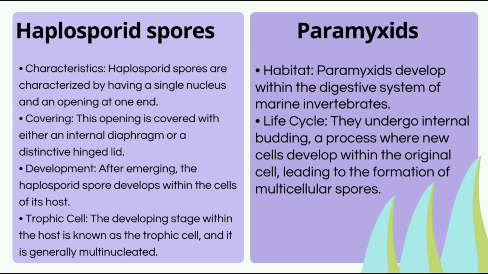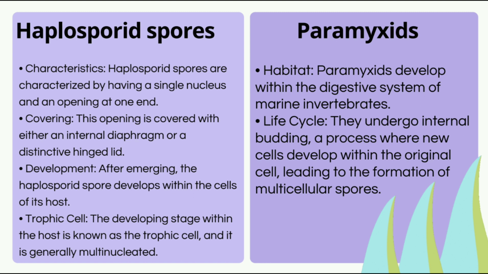Let us differentiate haplosporid spores from paramyxids. Haplosporid spores have specific characteristics, including a single nucleus and a unique opening covered by a diaphragm or hinged lid. They go on to develop within the cells of their host, which are typically marine mollusks or annelids. The trophic cell stage within the host is multinucleated.